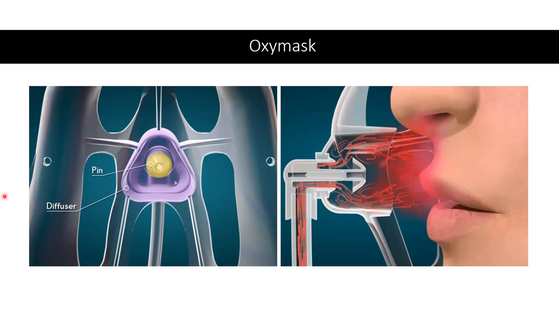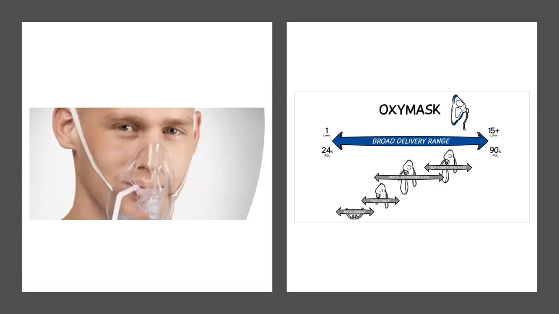Actually, this device can deliver anywhere from 24% to 90% FiO2 with flow rates from 1 to 15 liters per minute, and therefore it replaces the need for all other traditional oxygen devices. So as you can see over here, it can deliver 1 liter, 24%, to 90%, at 15 liters flow. And therefore, it could cancel the need for a nasal cannula, a simple face mask, a partial rebreathing mask, or a non-rebreathing mask.